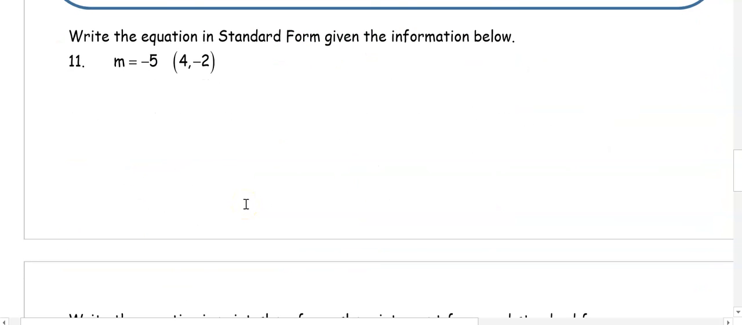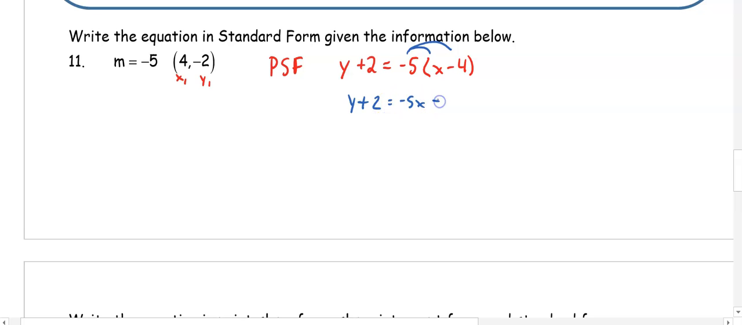So in number 11, if our slope is negative 5 and our point is 4, negative 2, in point slope form, we would have y plus 2 equals negative 5 times x minus 4, because this is x1 and y1. To go into slope intercept form, we are going to distribute the negative 5. Y plus 2 equals negative 5x plus 20. Then we're going to subtract 2 from both sides. Y equals negative 5x plus 18. That is slope intercept form.